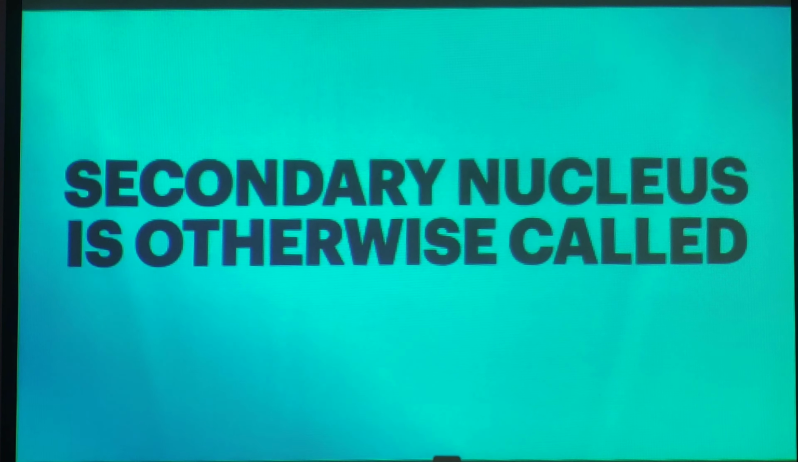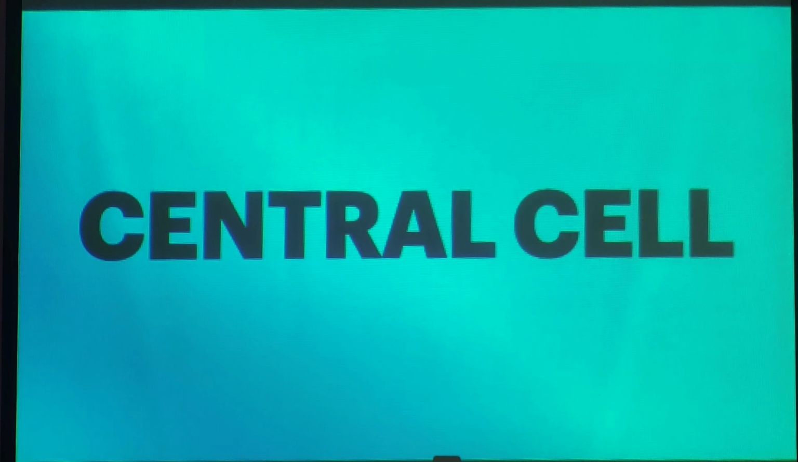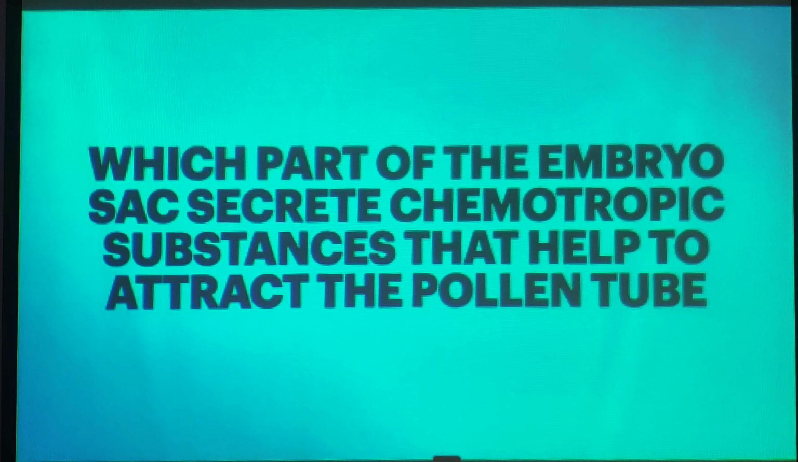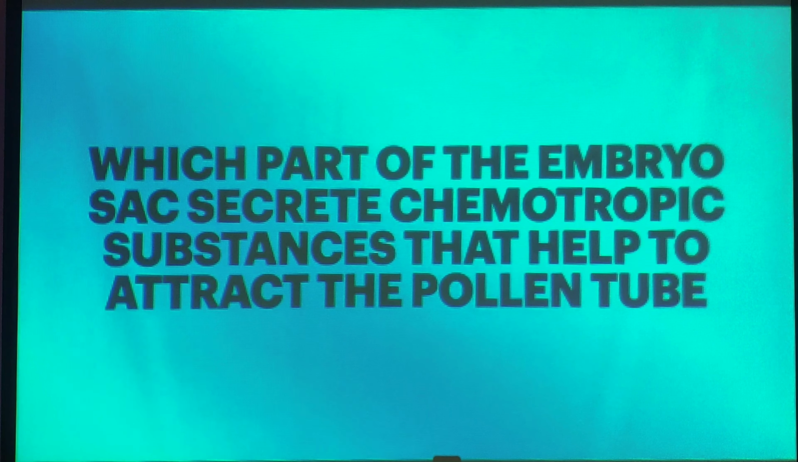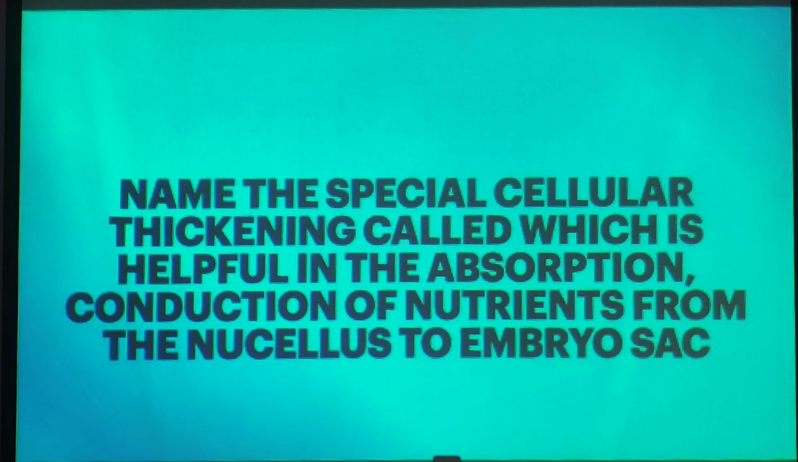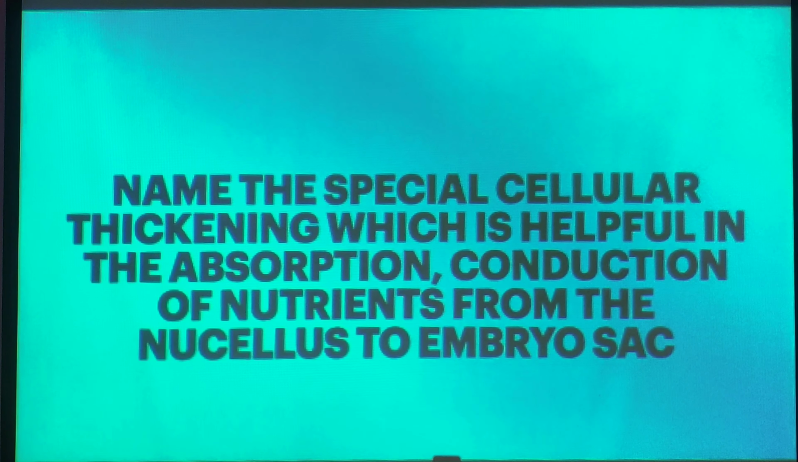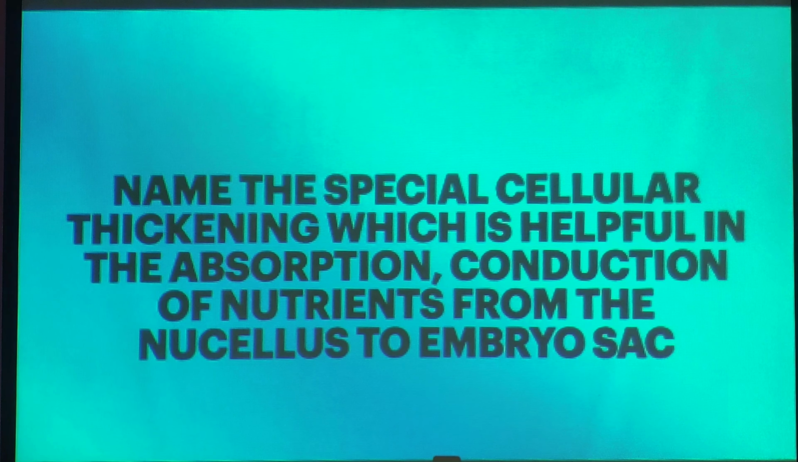Functional megaspore. Secondary nucleus is otherwise called central cell. Which part of the embryo sac secretes chemotrophic substances that help to attract the pollen tube? Synergids. Name the special cellular thickening which is helpful in the absorption and conduction of nutrients from the nucellus to embryo sac.